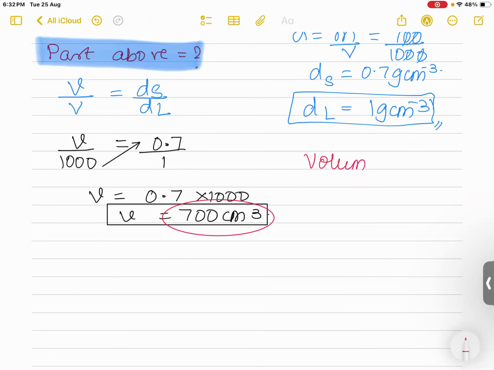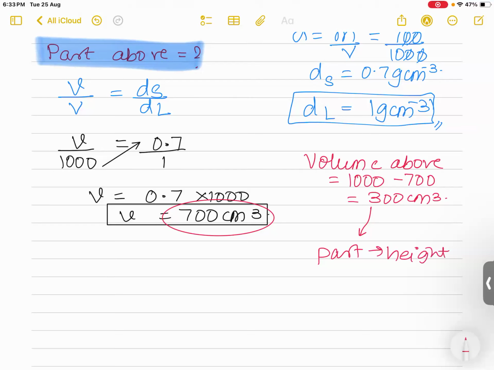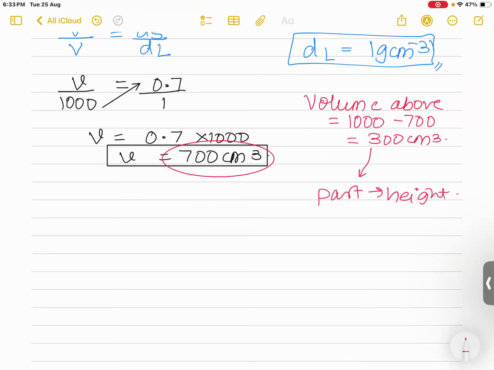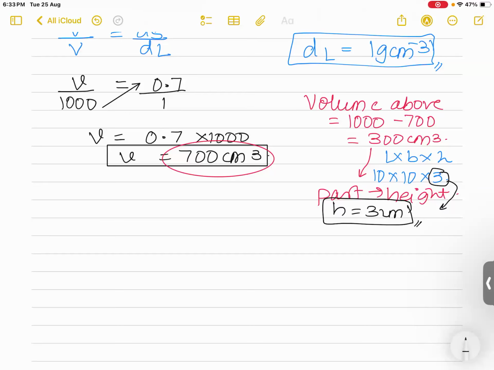So we will write volume above the water. Now here comes the twist. Volume above will be 1000 minus 700. That is 300 centimeter cube, guys. But I need to find out the part. The part basically means the height which is above the water. And that height will be calculated by this formula. Now, when I talk about volume, I know that volume is length into breadth into height. So this 300 which I have is actually a combination of 10 into 10 into 3. So how much portion is outside the water? It is 3 centimeter outside the water. Because length and breadth remain the same.